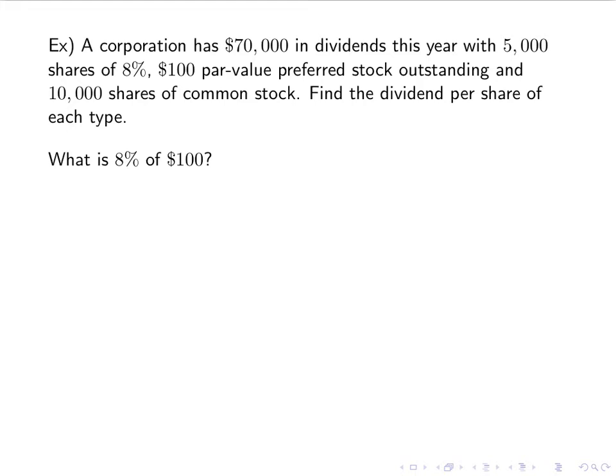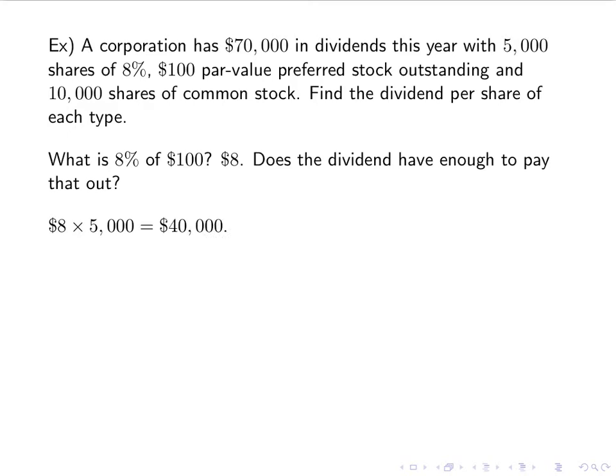The first thing we're going to do is, again, find 8% of $100. Just like last time, it's $8. Then we have to ask ourselves, does the dividend have enough to pay that out? We look at the fact that it's $8 per share and there are 5,000 shares. So we would need $40,000 to pay out the $8 for every one of the 5,000 shares. Is there enough in the dividend to cover that? Yes.